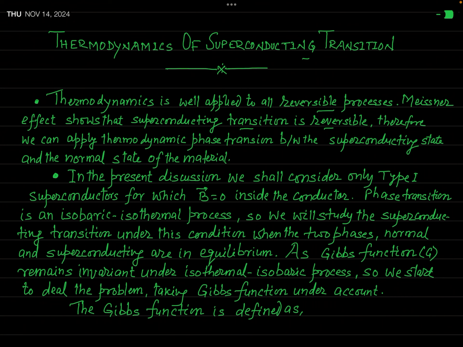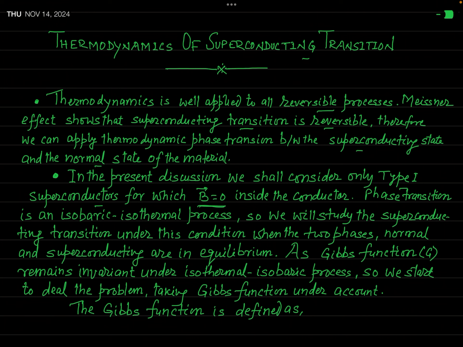And as it is a reversible transition, we can use the thermodynamical idea of phase transition between the superconducting state and the normal state of the conductor or material. Actually, in our present discussion here, we are going to see the phase transition between the superconducting state and the normal state only for type 1 superconductors. And you know this type 1 superconductors you have studied earlier in very detail, that these are the superconductors which strictly follow the Meissner effect. And when you say that type 1 superconductor strictly follows Meissner effect, what does it mean? It means the magnetic induction B is equal to 0 inside the conductor.